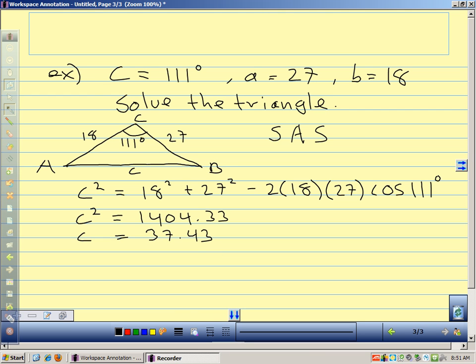Because we don't have a 90-degree angle. You can only use the Pythagorean theorem when you have a 90-degree angle. If you don't have a 90-degree angle, you can't use the Pythagorean theorem. Okay, that's a good question.